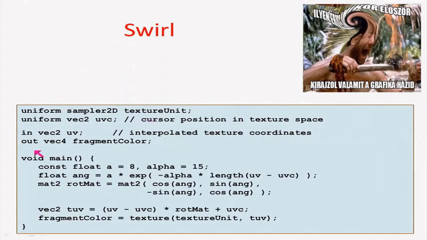Swirl is a rotation where the angle of rotation gets larger as we approach the center of rotation. The rotation angle, ang, is controlled by an exponential function of the distance between the current pixel UV and the cursor position UVC. The rotation is executed around the UVC here, first translating the UVC to the origin, rotating by matrix rotmat around the origin, and finally translating the origin back to UVC.